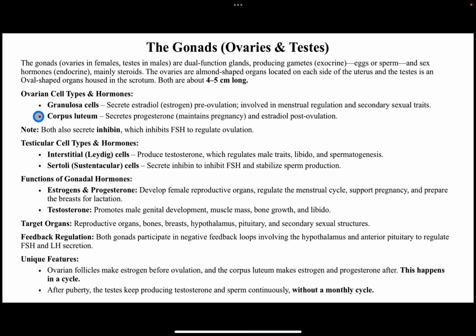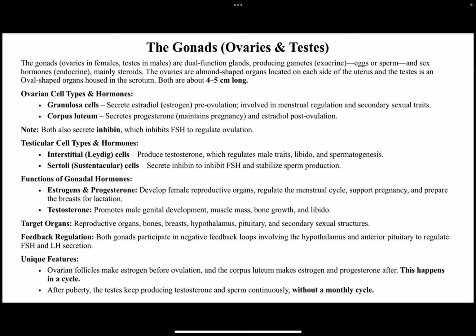The granulosa cells secrete estradiol, or estrogen, pre-ovulation, and it is involved in menstrual regulation and secondary sexual traits. Then we have the corpus luteum. The corpus luteum secretes progesterone that maintains pregnancy, and estradiol post ovulation.